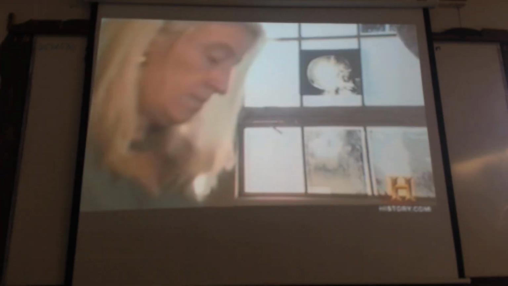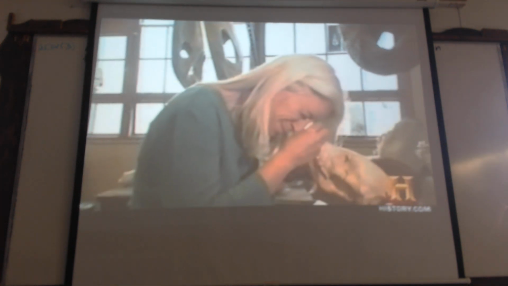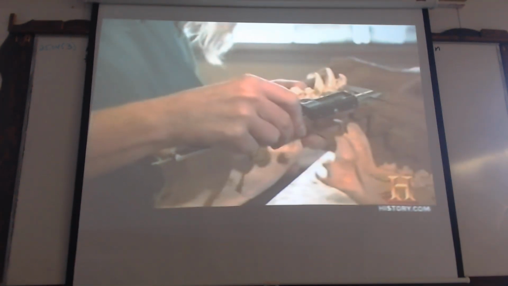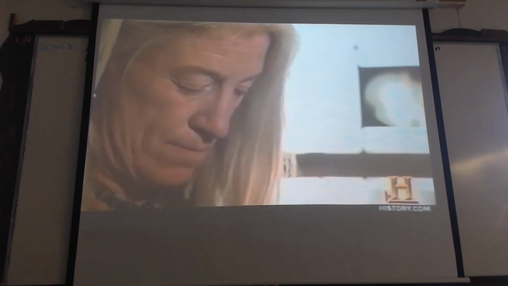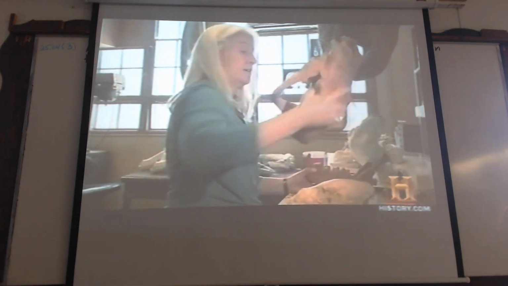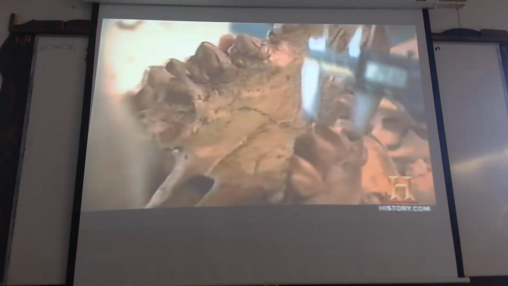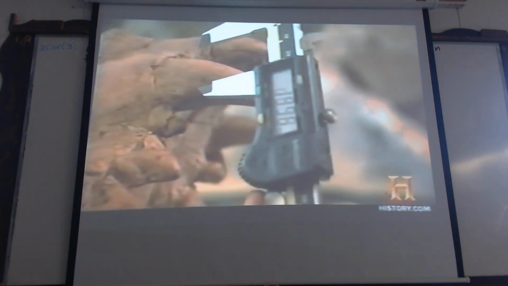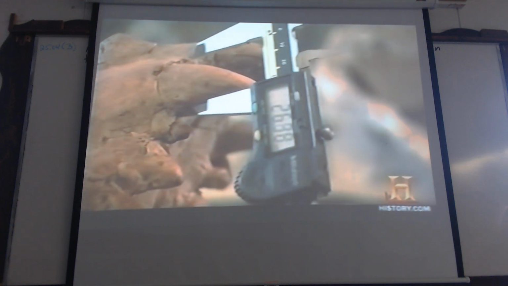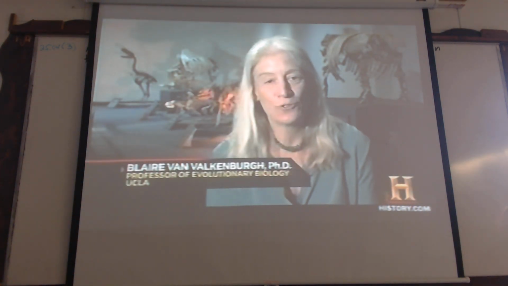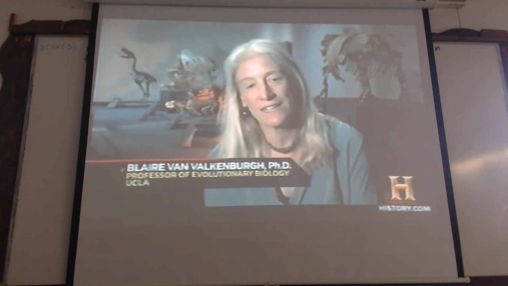Blair Van Valkenburgh teaches ecology and evolutionary biology at UCLA. An expert on wolves, past and present, Van Valkenburgh argues that with size comes risk. As meat-eating mammals grow larger, they reach a tipping point. It's really interesting. Mammalian carnivores fall into two groups, basically divided by body size. Everything that's less than 44 pounds and pretty much everything that is above 44 pounds.